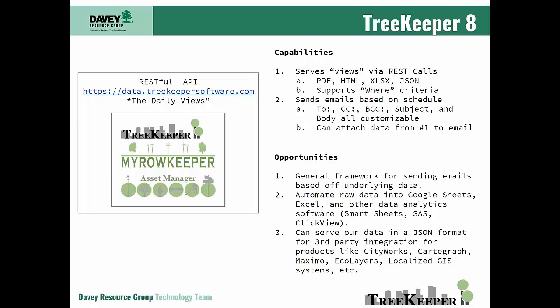The fact that the daily view serves the data as a JSON object makes that type of integration extremely easy. We have quite a few projects where they open a Google Sheet, they hit a button, and it just automatically ingests the data from RowKeeper. And then finally, with the ability to serve that data in JSON format, it really opens us up to good opportunities for third-party integrations with other products such as CityWorks, Cartograph, EcoLayers, and localized GIS systems. A lot of power behind this little boring slide.